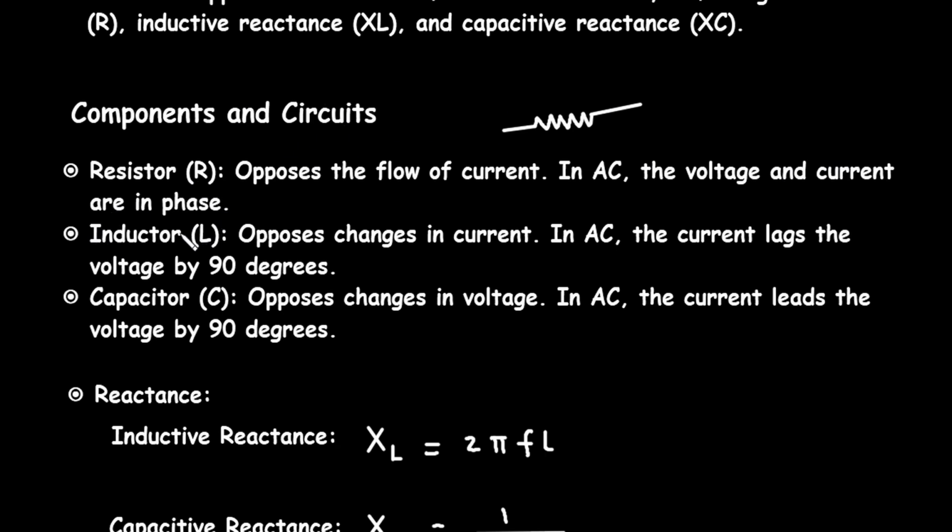An inductor opposes changes in current, or we can say sudden change in current, and a capacitor opposes sudden change in voltage. Inductor is represented by L, capacitor is represented by C. For an inductor, in AC the current lags the voltage by 90 degrees. So for an inductor, current lags, and for a capacitor, current leads. In AC, the current leads the voltage by 90 degrees. So these are the resistor, inductor and capacitor.